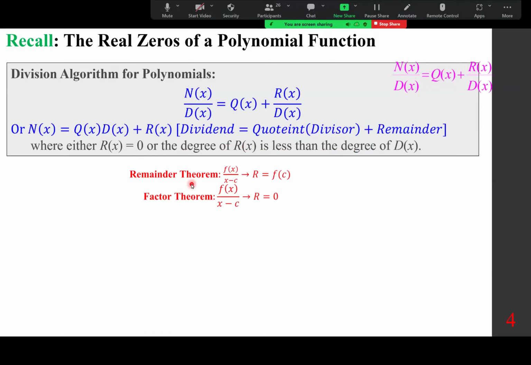The remainder theorem says if we divide f of x by x minus c, we can find the remainder by evaluating the function at c, f of c. The factor theorem says if we do that and we end up with 0, x minus c is a factor of f of x.